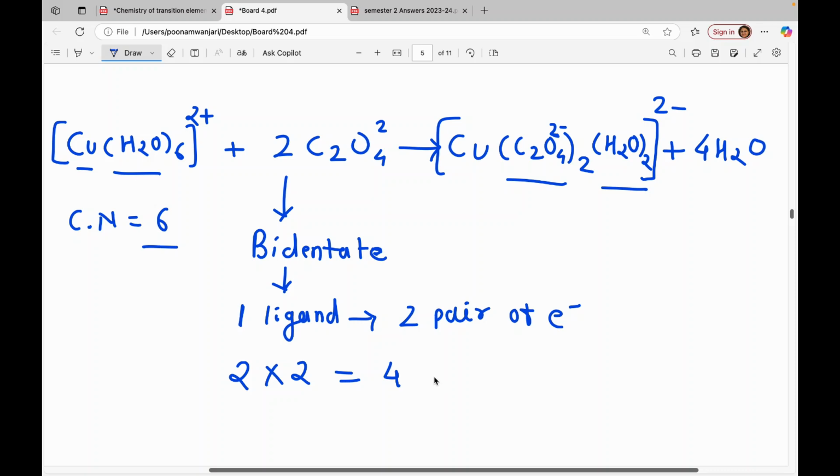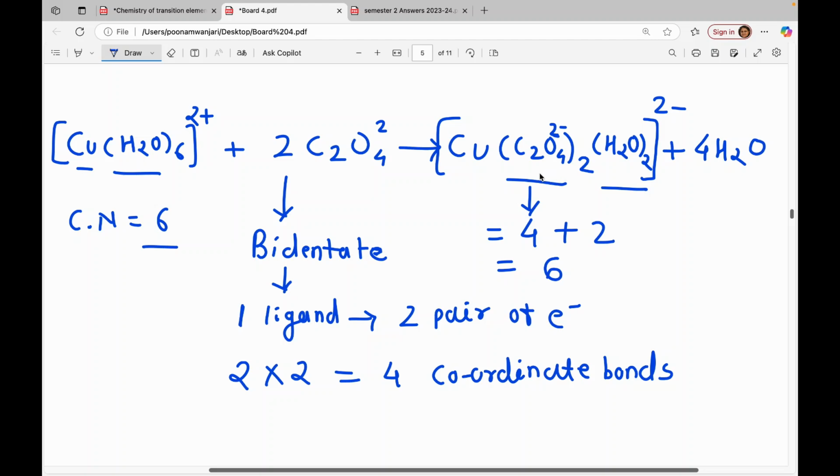So there will be, students, 4 coordinate bonds or 4 dative bonds. 4 coordinate bonds means 2 ethanedioate ions are giving 4 coordinate bonds, dative bonds. Its coordination number is now 4, but still we have water molecules. So the 2 remaining water molecules are monodentate ligands. So 2 water molecules are forming 2 coordinate bonds. So this is equal to 4 plus 2 is equal to 6. So after ligand substitution also, the coordination number is the same.